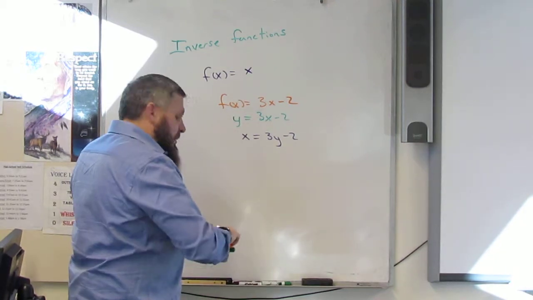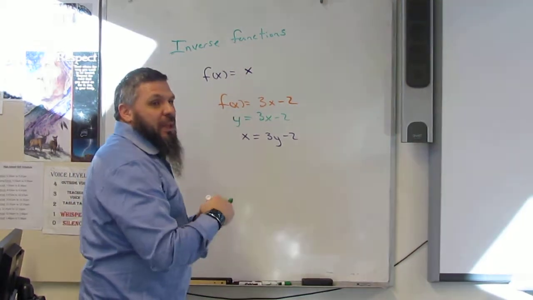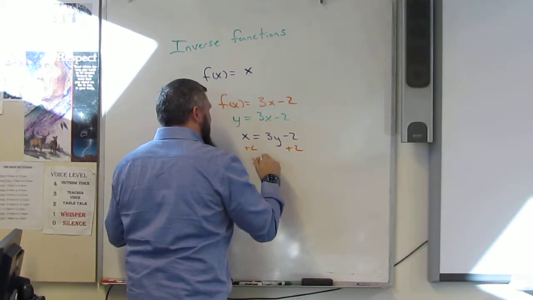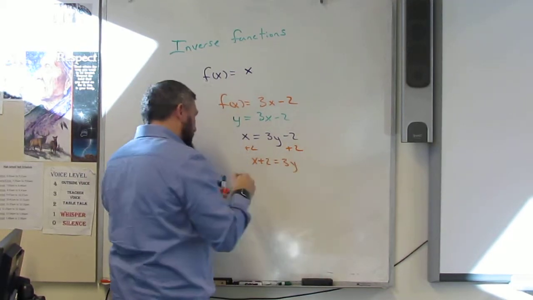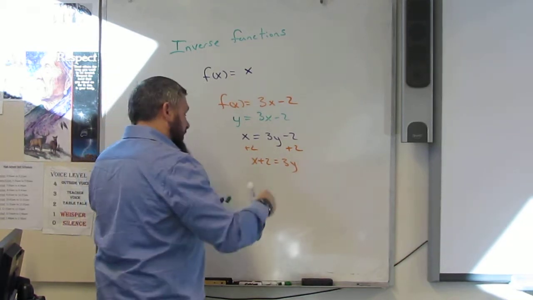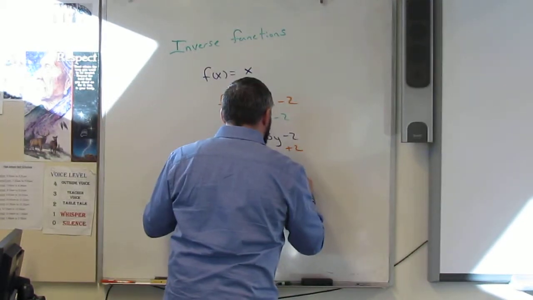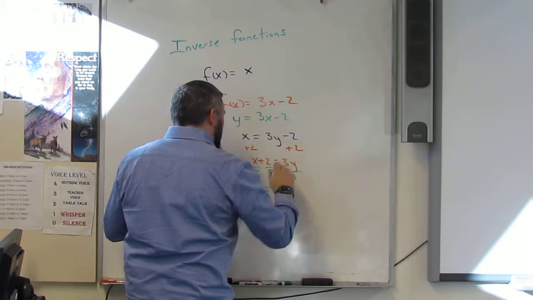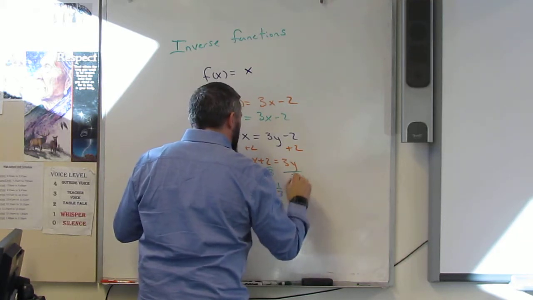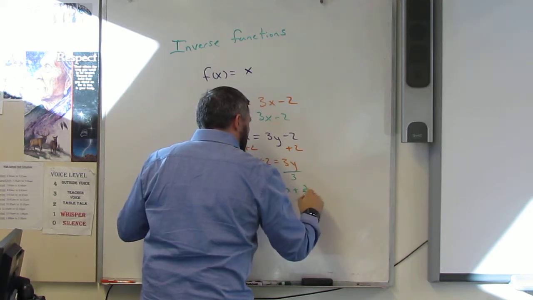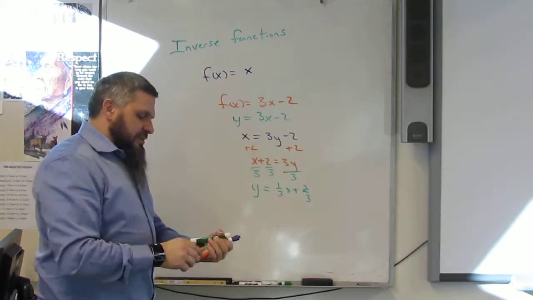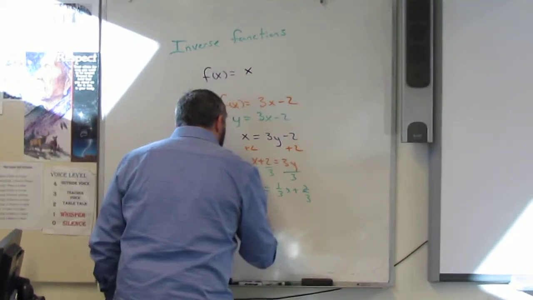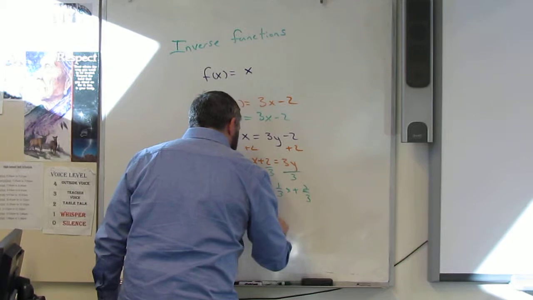Okay? So you just switch it from x to y? Yep. And solve. Plus 2, x plus 2 equals 3y. Divide by 3, divide by 3. Y is equal to 1/3 x plus 2/3. And so your inverse function, meaning f inverse x.